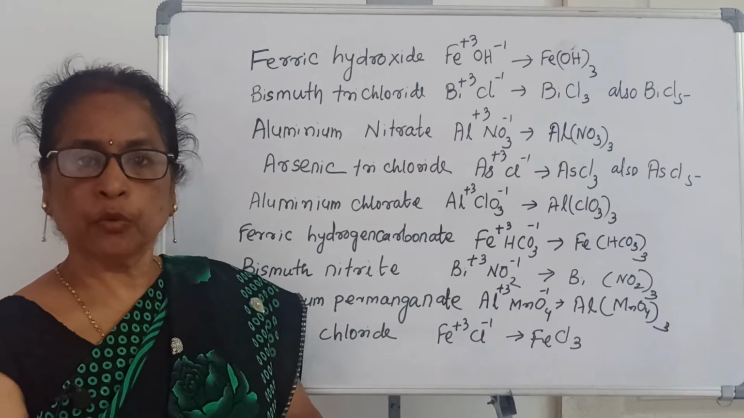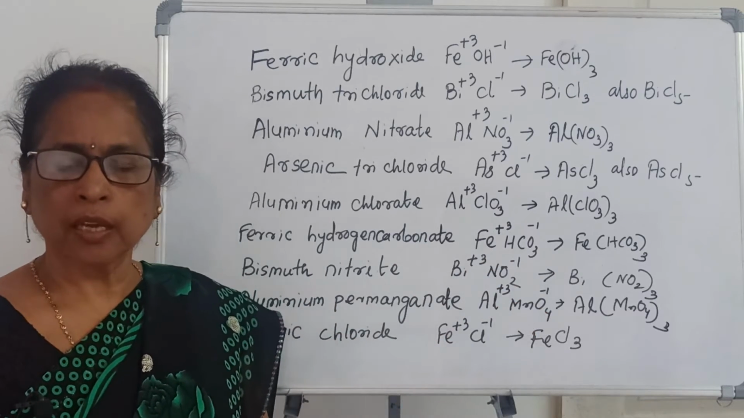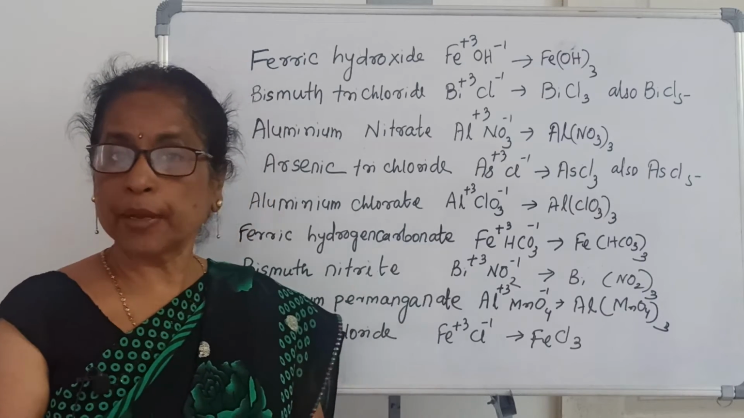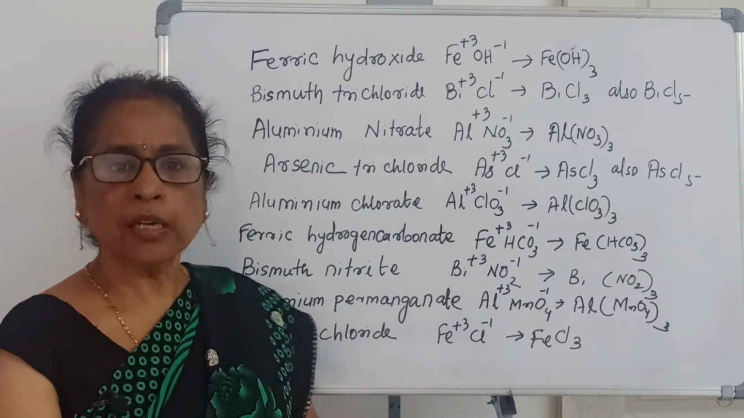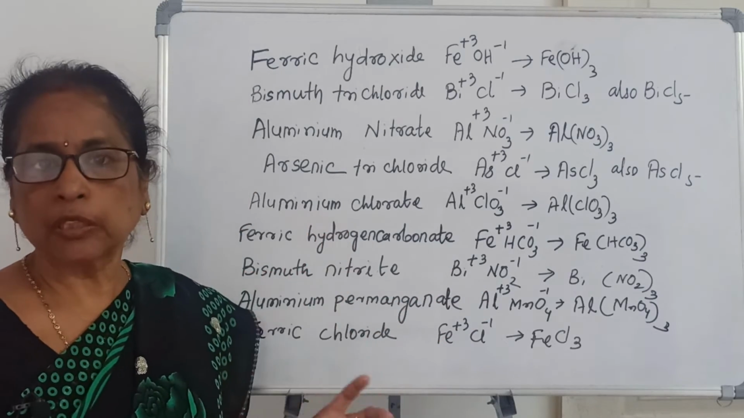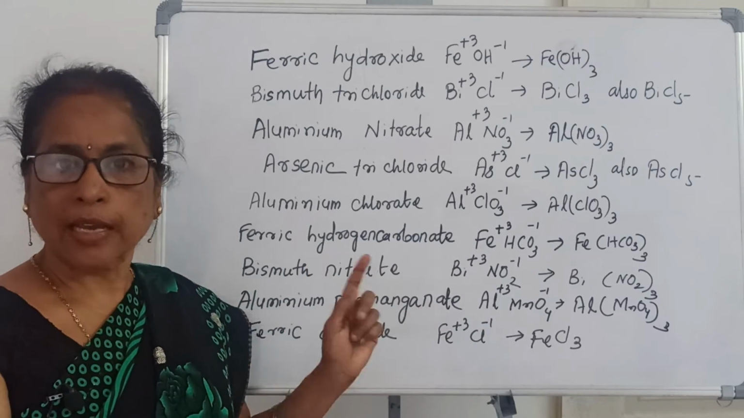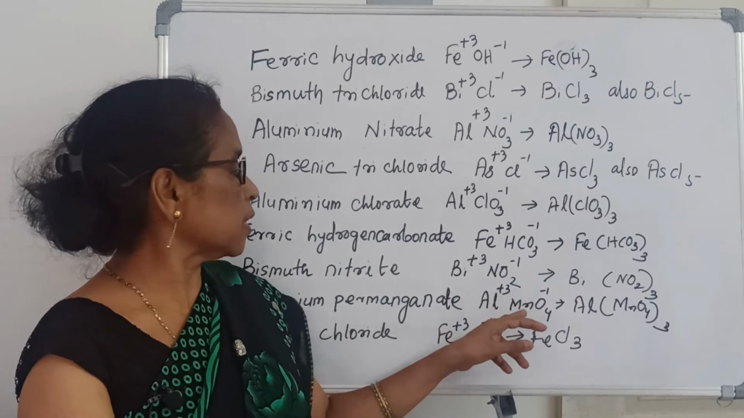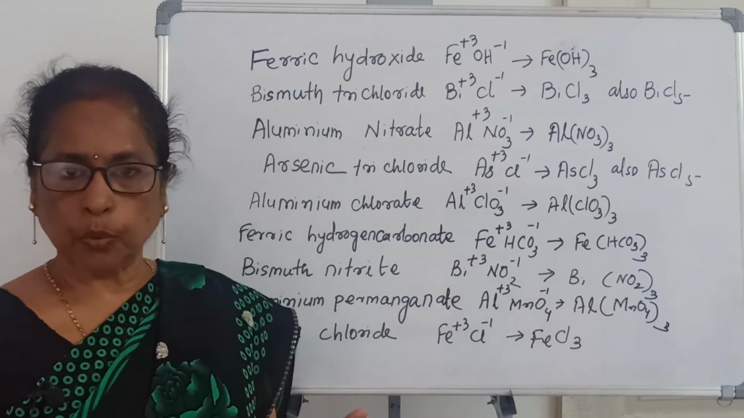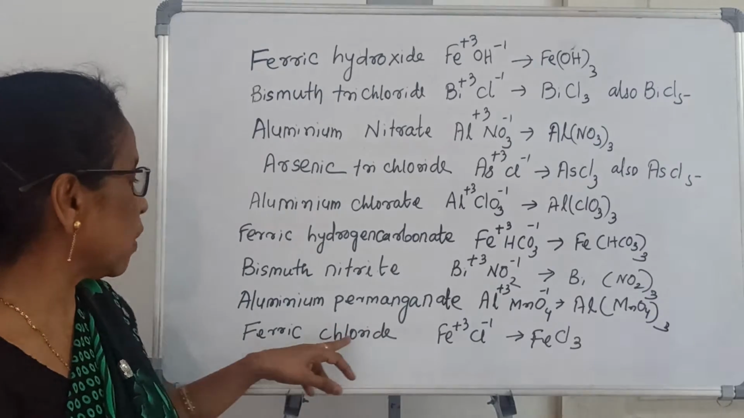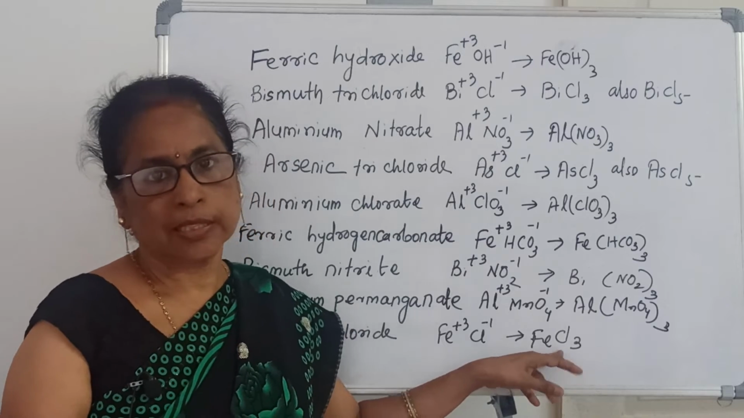Aluminium permanganate, you know permanganate means Mn, manganese, MnO4 -1. If it were manganate, then MnO4 -2, but manganate is not required now, here only permanganate is required, because we want monovalent anion, trivalent cation. So Al+3, MnO4 -1, so it becomes Al(MnO4)3. Ferric chloride, Fe+3, Cl -1, so it is FeCl3.